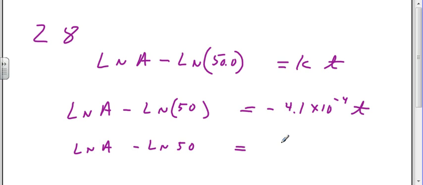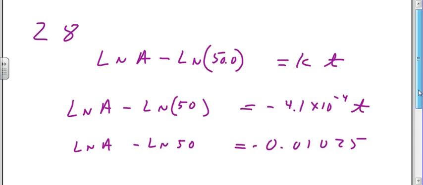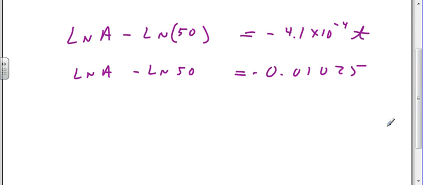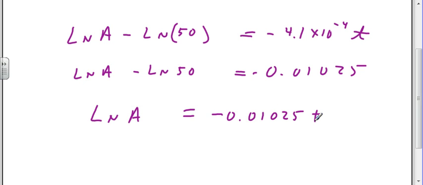All right, so I got 0.01025, with a minus sign. So the natural log of a, and that's what we're trying to find, the amount left over, is going to be minus 0.01025 plus the natural log of 50. Natural log of 50 is 3.912.